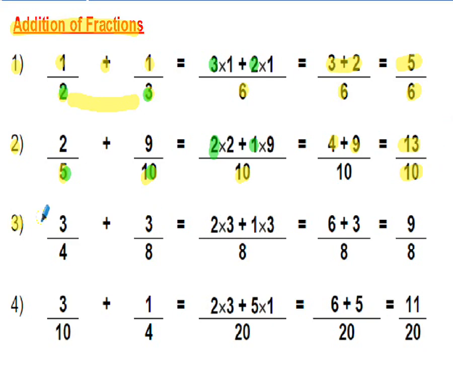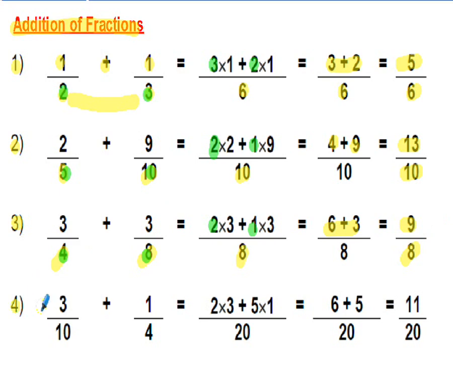Question 3, we're adding 3/4 to 3/8. Find a common denominator. We could multiply the 4 by the 8 to get 32, but the lowest common denominator that 4 and 8 divide into is 8. Again, we say, how many times does 4 divide into 8? It goes twice, so we multiply the numerator by 2, so it's 2 times 3. And how many times does 8 divide into 8? That goes once, so we multiply the numerator by 1. Evaluating the top, we get 6 plus 3, that becomes 9 upon 8.